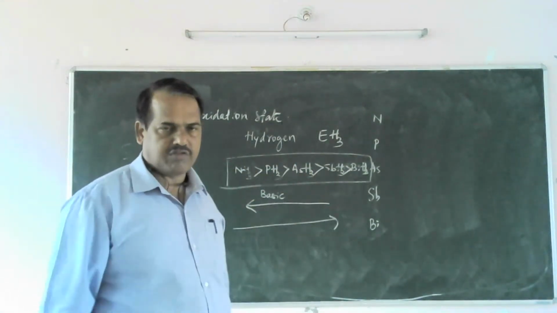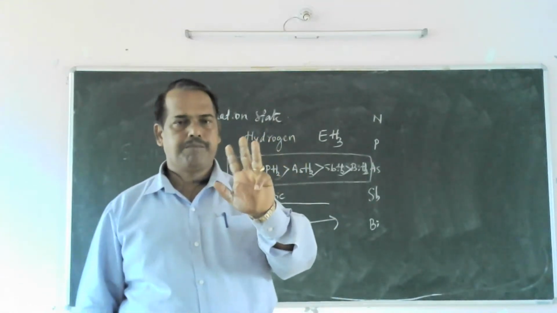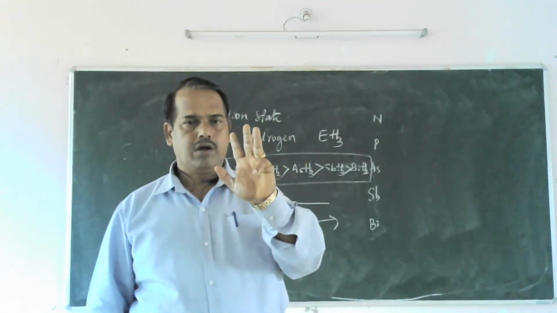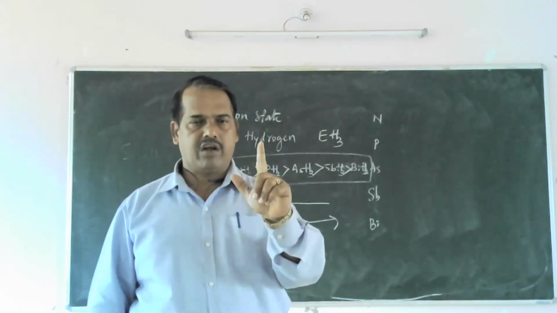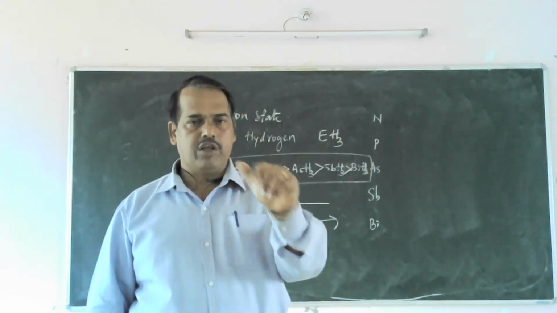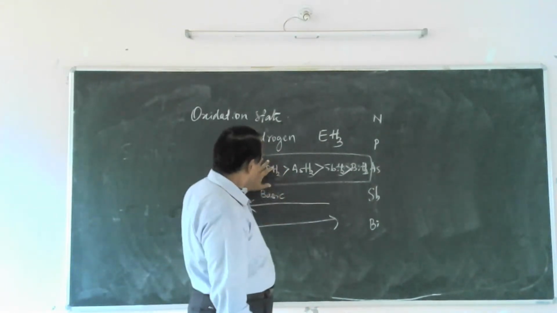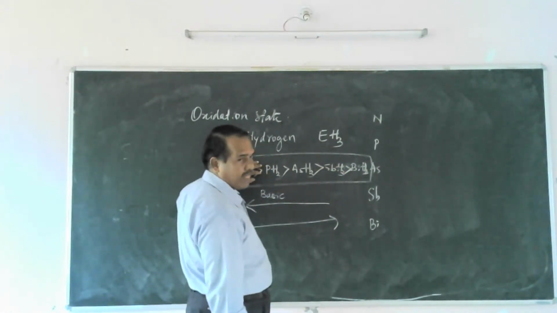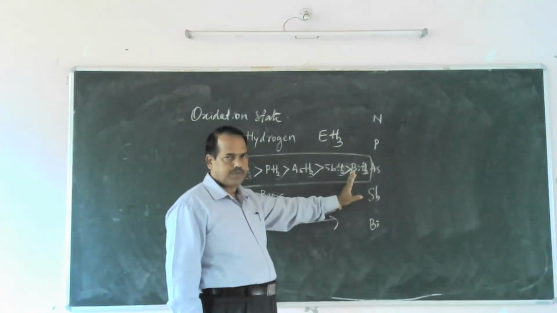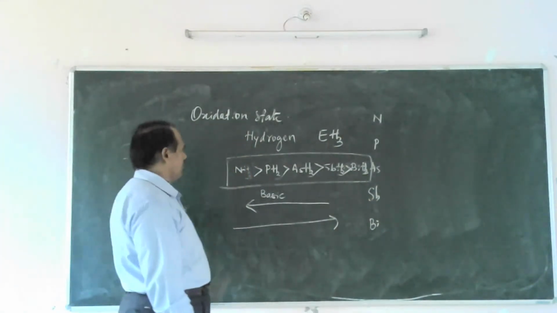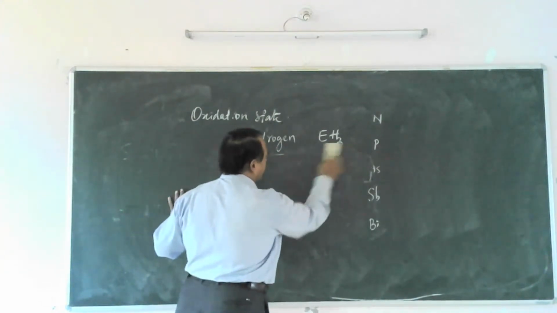You have to compare certain properties. What are those properties? Their stability, acidic character, basic character and reducing character. So reducing character increases, basic character increases like this, and acidic character in the reverse order. You can easily understand. Okay. So this is the reaction with hydrogen. Next we shall study the reaction with oxygen.